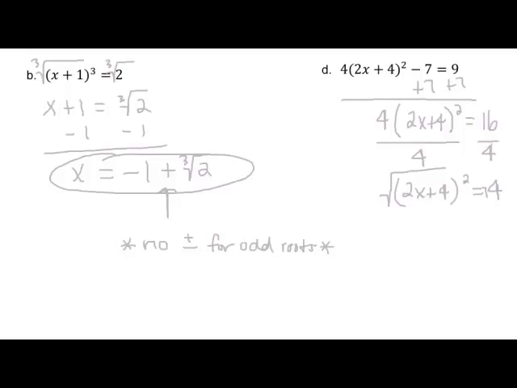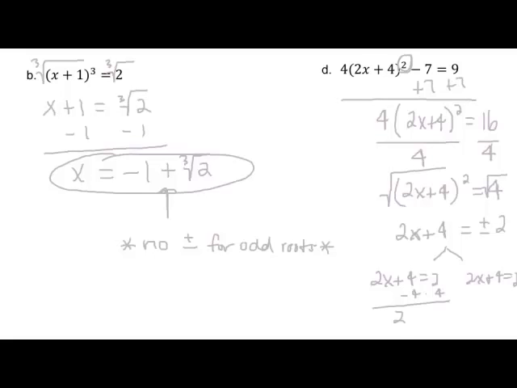Now again, to get rid of a square, we're going to take the square root. Whatever we do to one side, we also have to do to the other. So we have 2x plus 4 equals, now notice we have an even exponent, so we have to include the plus or minus. And the square root of 4 is 2, so we get plus or minus 2. So we can break this into 2 different equations. We have 2x plus 4 equals 2, and 2x plus 4 equals negative 2. We can solve them each separately.